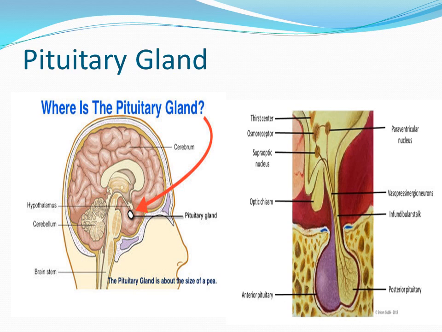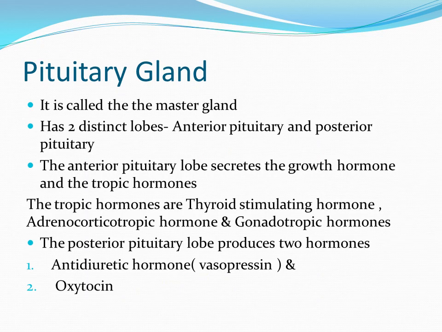Each pituitary gland has two distinct lobes, anterior pituitary and posterior pituitary. The anterior pituitary secretes certain hormones. They are the growth hormone and the tropic hormones. The tropic hormones are thyroid stimulating hormone, adrenocorticotropic hormone, and gonadotropic hormones. Now we'll discuss each of these hormones in detail.